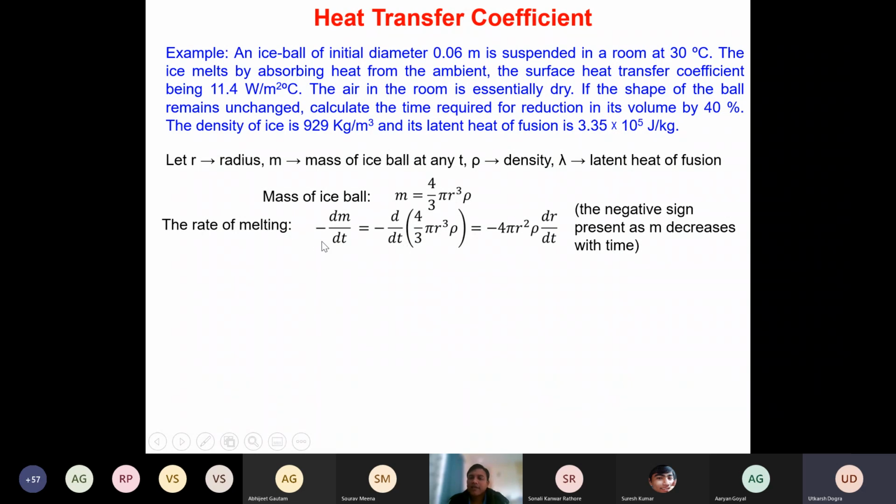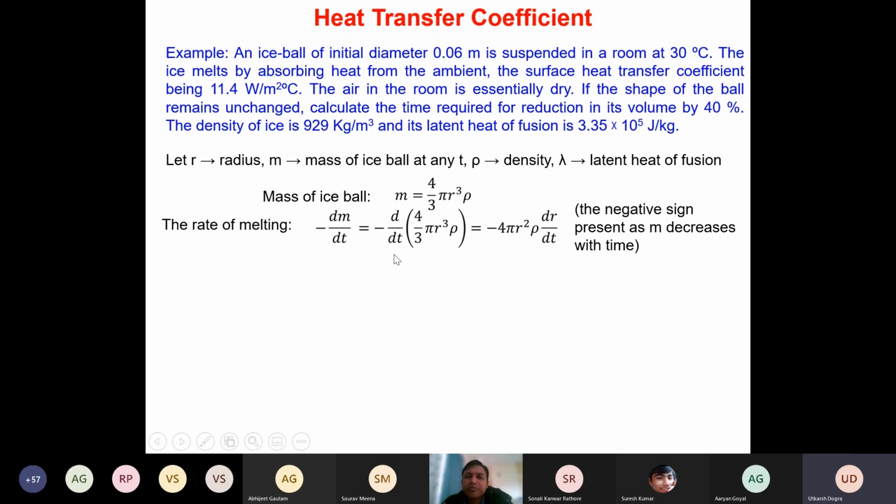Correct, isn't it? So all other factors are constant here, only the radius is going to change. So we can take this minus sign here and we will have 4 pi r square rho dr by dt after differentiating this r cube, isn't it? And again the negative sign is there because as time increases, the size of this ice ball is going to decrease, isn't it? Correct? Yes, sir.